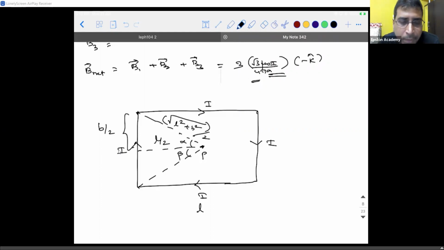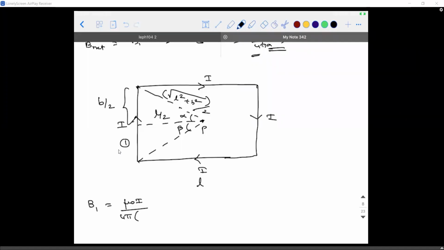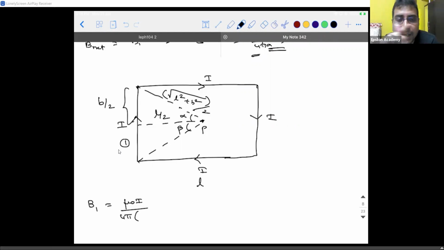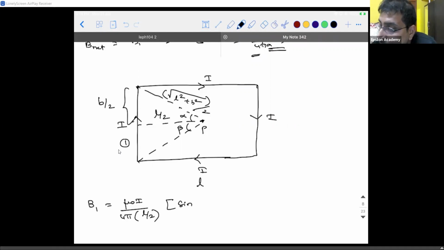But in this case, fortunately, alpha and beta are the same values. So if I take this as the first conductor, what is going to be the magnetic field due to the first conductor? Mu naught I divided by 4 pi into A, where A is the perpendicular distance from the conductor to the point. L by 2, sir. It is L by 2. L by 2 into sine alpha plus sine beta.